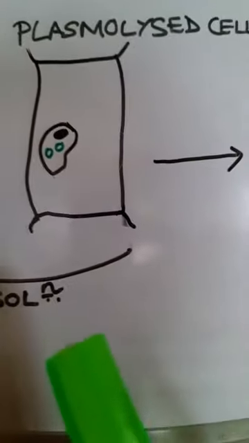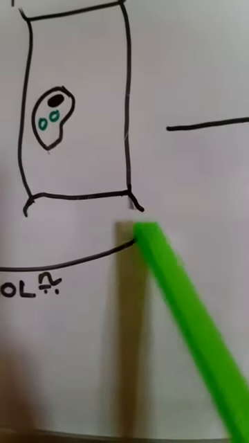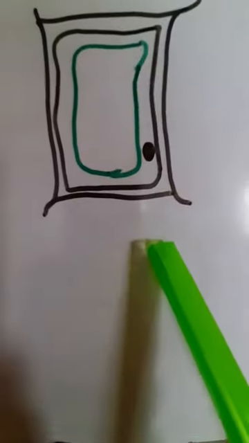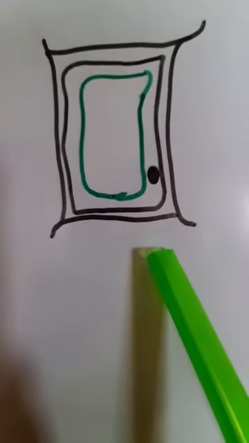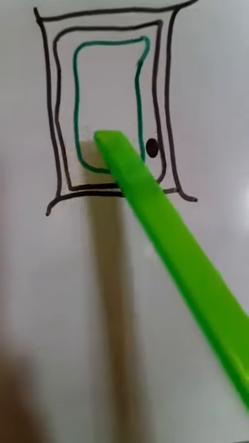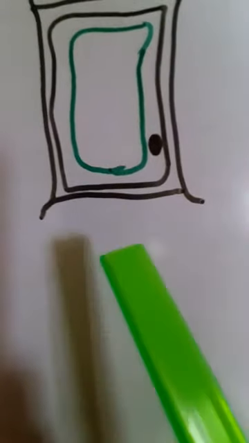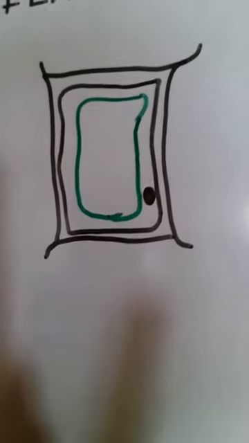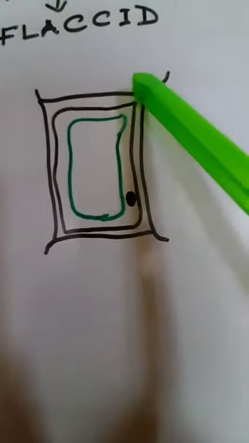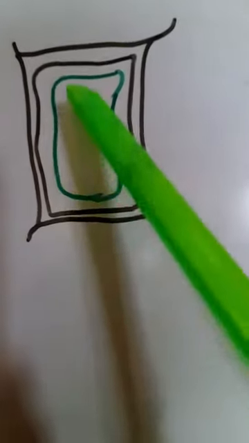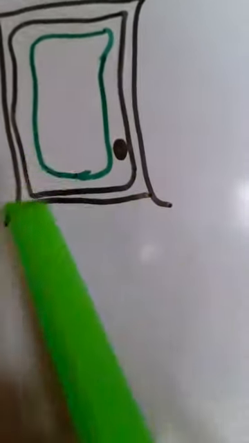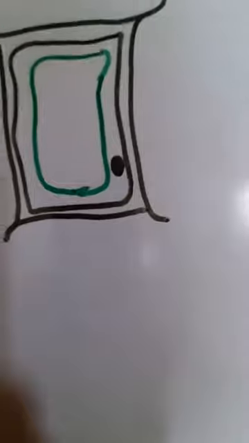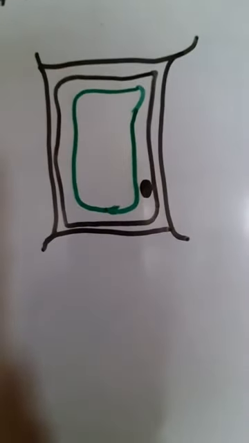Now, this plasmolysed cell, if it is kept again in fresh water or a hypotonic solution, then what happens? It will come back to its original form. When it comes back to its original form, it is called the deplasmolysed state. When the plasma membrane again comes close to the cell wall, and again the vacuole is full of water. By absorbing water, it comes back to its original form. This is called the deplasmolysed state.